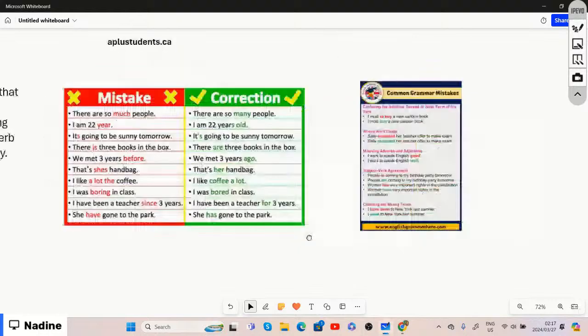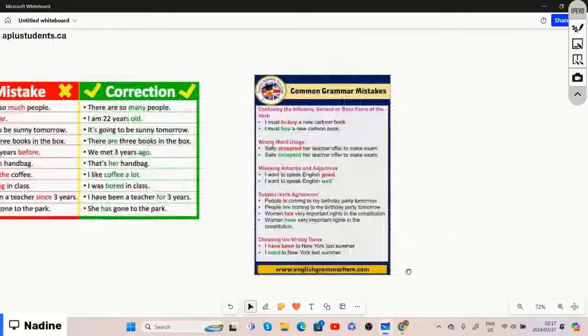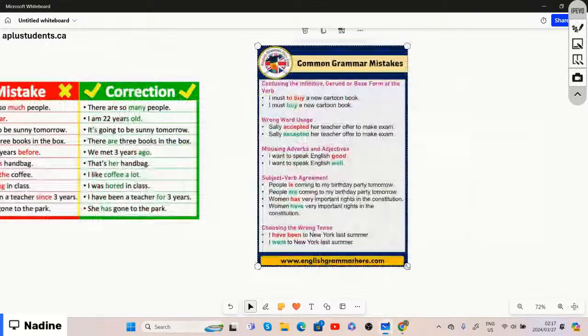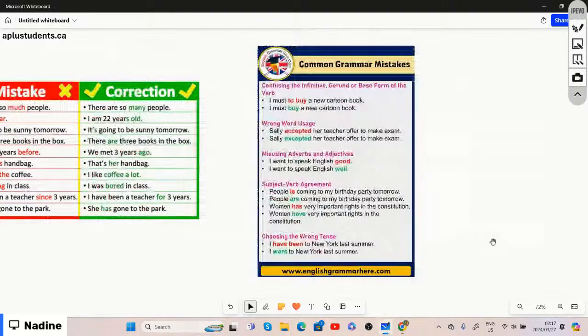All right, let's look at this for the last time. Okay, so now we're going to look at this one, and then after this one, we're going to aplusstudents.ca. So here are also a few grammatical mistakes that people make.